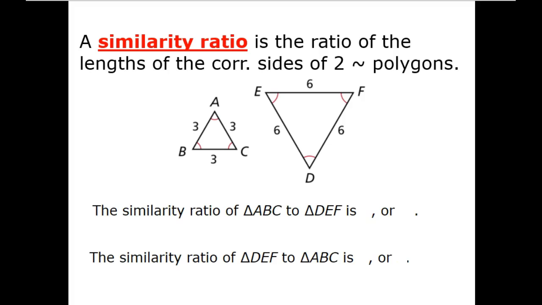It's asking you for a ratio. Ratio implies fraction, right? So I'm having a fraction. And then when you read this along here, ABC to DEF, whatever comes first goes in the numerator. So the similarity ratio of ABC to DEF is 3/6, which reduces to what? 1/2. Similarity ratio of DEF to ABC is 6/3, which reduces to 2.